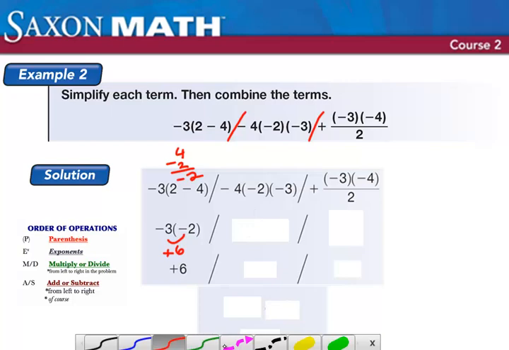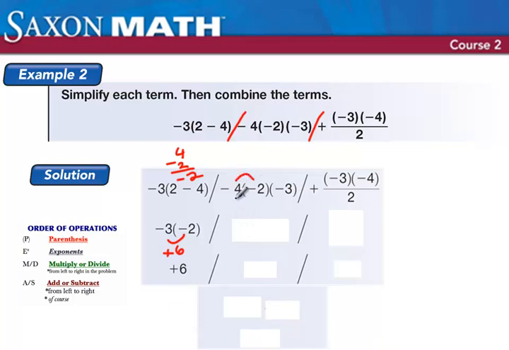Next, we will take 4 times 2, which is 8. A negative and a negative is a positive. So we have a positive 8 times a negative 3. We'll finish this out. 8 times 3 is 24. A positive times a negative is a negative. So we will have negative 24. Next, negative 3 times negative 4 we know is 12. A negative and a negative is a positive. And then we have our 2 on the bottom. 12 divided by 2 is 6.